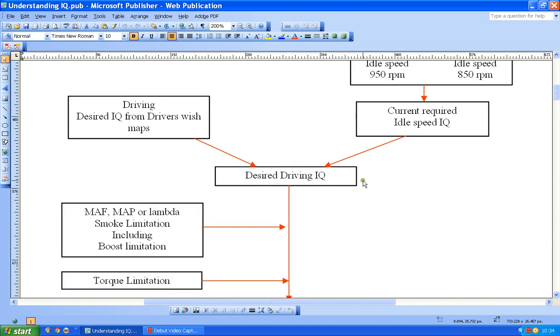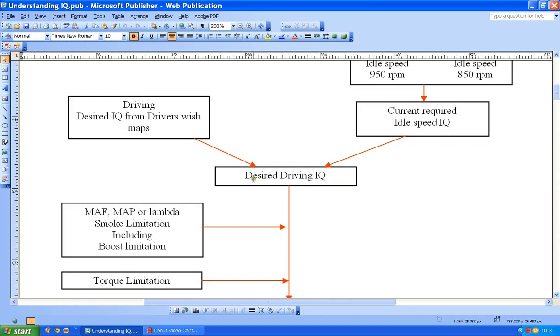Now that desired injection quantity is two things. It's the information that you've given because you are in control, you're driving, and it's the information the ECU has given that's not under your control, which is all about idle speed. So you've now got this desired driving injection quantity. You could look at this and think, oh, that's reasonably complicated, but in fact it's much more complicated than that, because the ECU doesn't just produce this. What it does is it produces lots of variations on this.